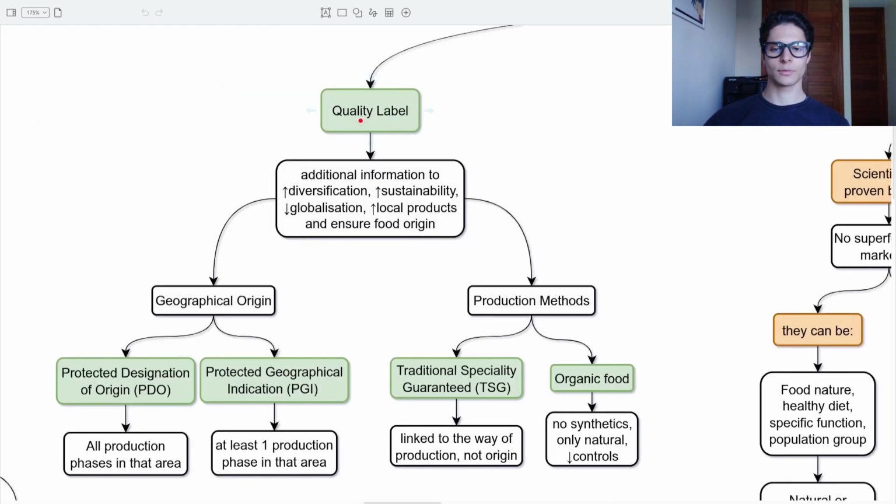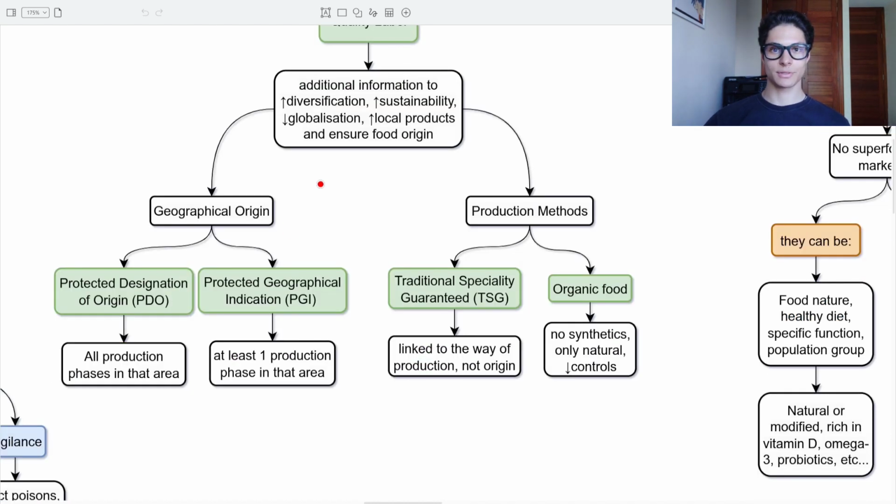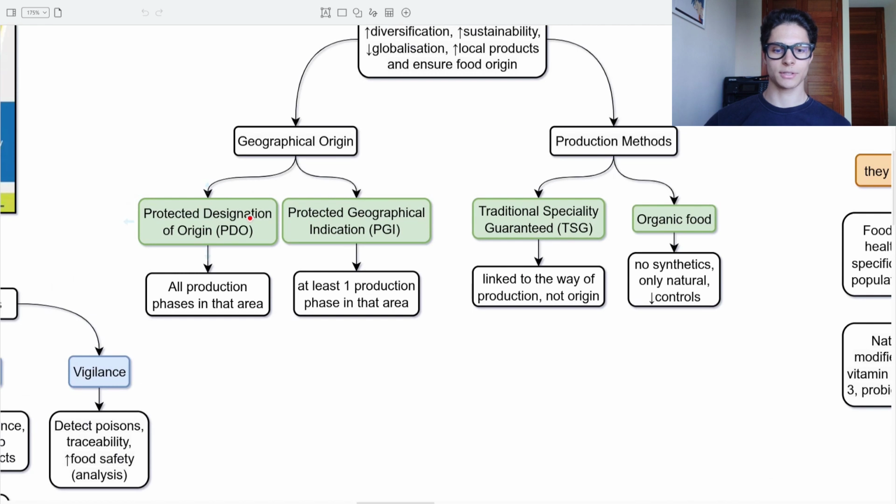So let's take a look at what the quality label is. Since we want better food for us, we are using this quality label, which is additional information to increase diversification, sustainability, lower globalization, increase local products and ensure food origin. So indeed, these are labels that try to guarantee better quality. We have two based on geographical origin. The protected designation of origin, PDO, that ensures that all production phases are done in that specific area.